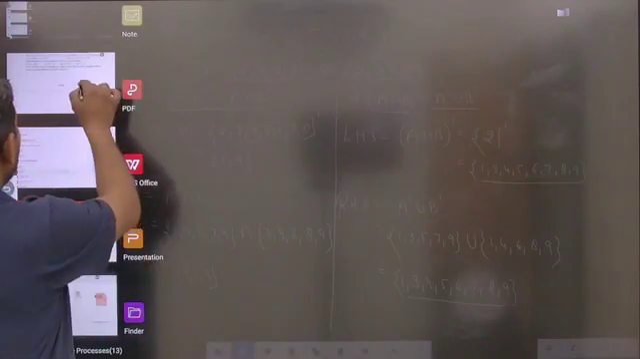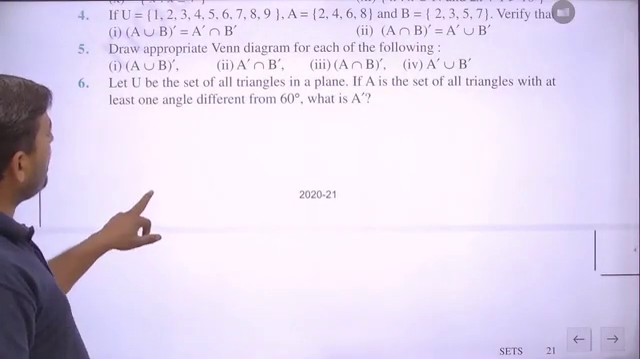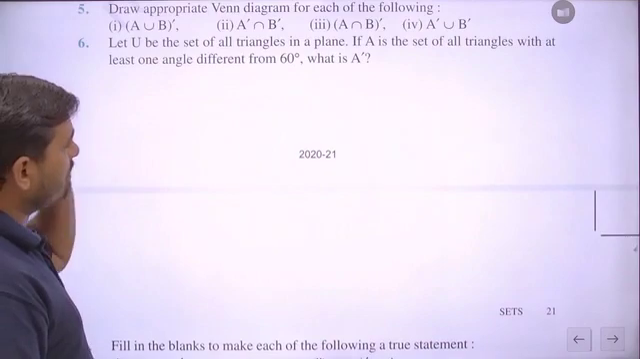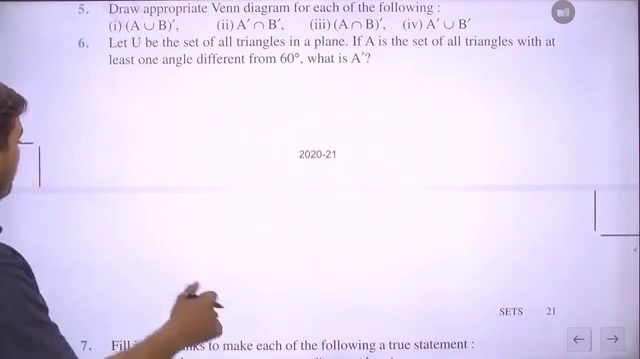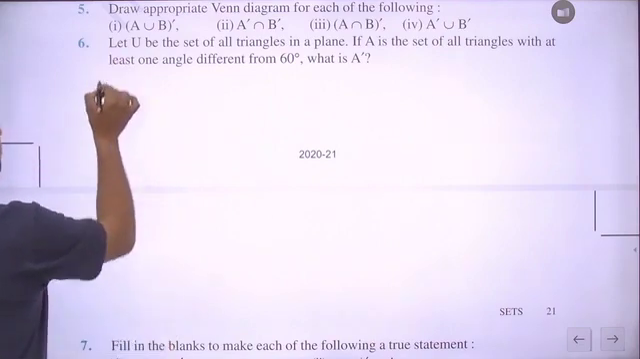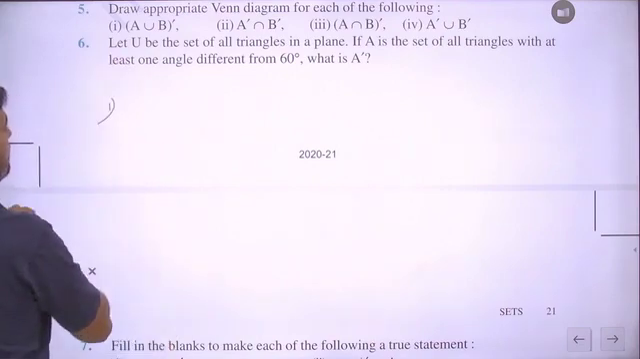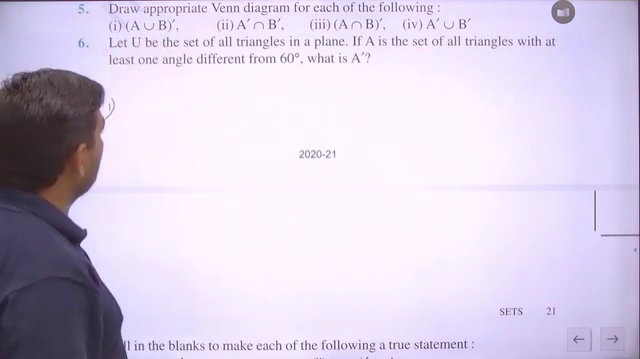So in this question number 5, first of all, we have to read the question. Draw appropriate Venn diagram for each of the following. Now students, we have to make the Venn diagram. You can make the Venn diagram here, because the space is available. The very first part we are taking, we have to make the Venn diagram of A union B whole dash. Is it to be clear?